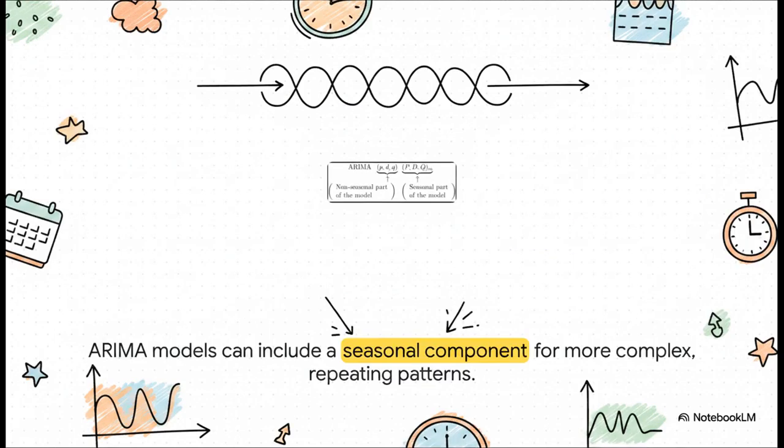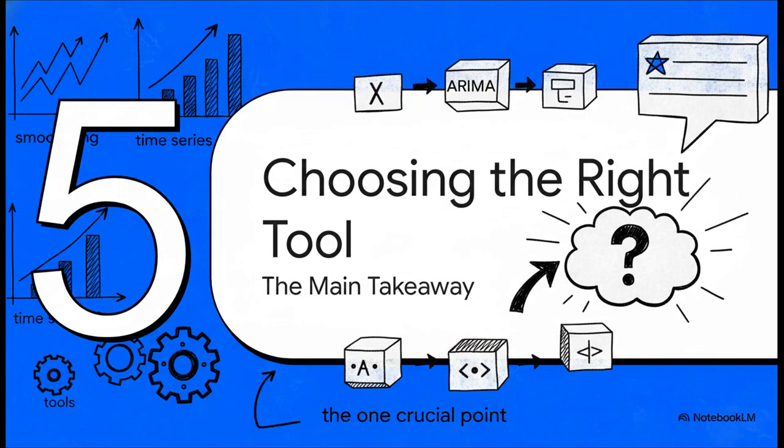And what's so powerful about the ARIMA framework is just how flexible it is. As you can see here, you can add another whole set of parameters just to handle seasonality. This makes it an incredibly robust tool that can model even really complex data that has multiple patterns happening all at once. So we've covered a ton of ground, from simple smoothing all the way to advanced ARIMA models.